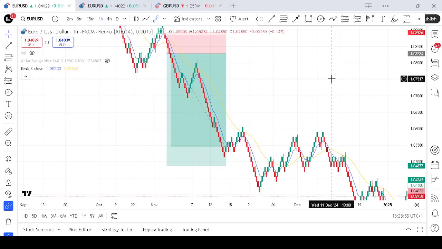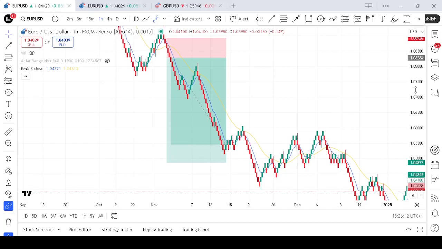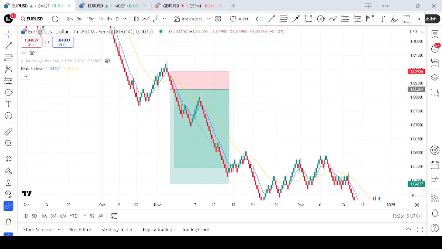Let's not forget our position sizing. Never risk more than 1% of your trading account on any single trade. Calculate your position size based on the distance between your entry and your stop loss to maintain consistent risk management. This strategy works best in a trending market and requires patience to wait for all confirmations before entering your trade.